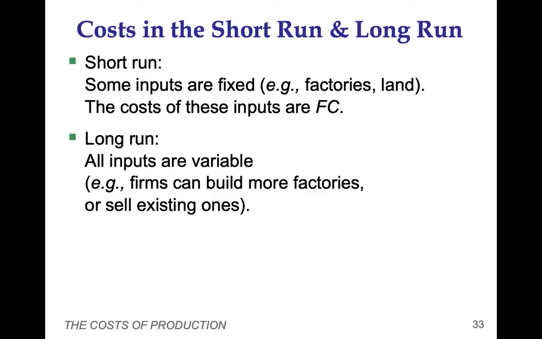All costs become variable. For example, firms can build more factories or sell existing ones. So it is not only the number of factories that is changing. The cost of rent for a factory is changing over time. So we cannot talk about fixed rent in the long run. It will be considered variable.